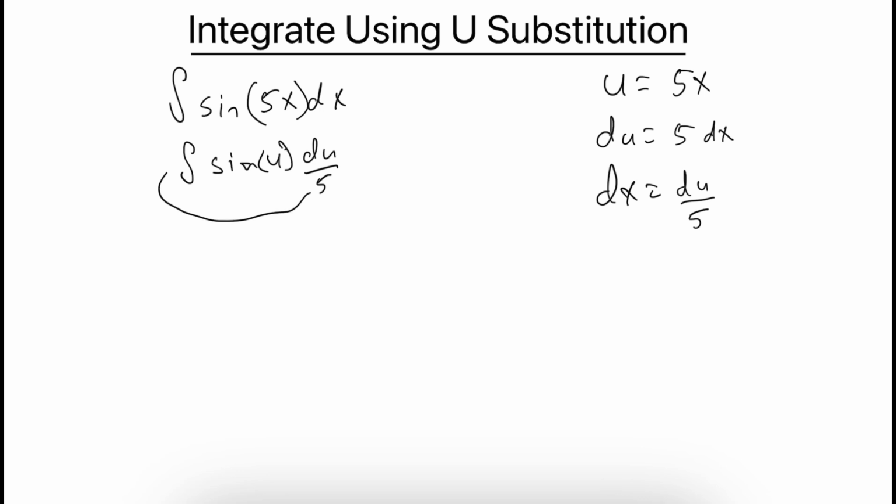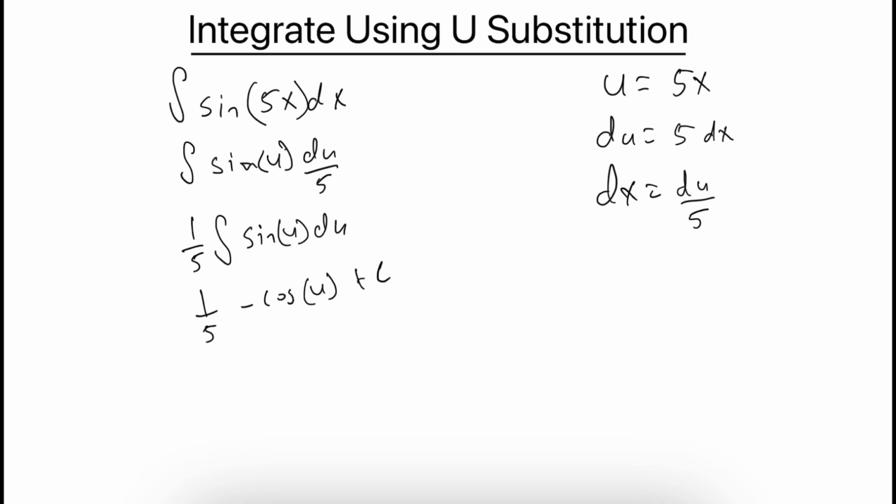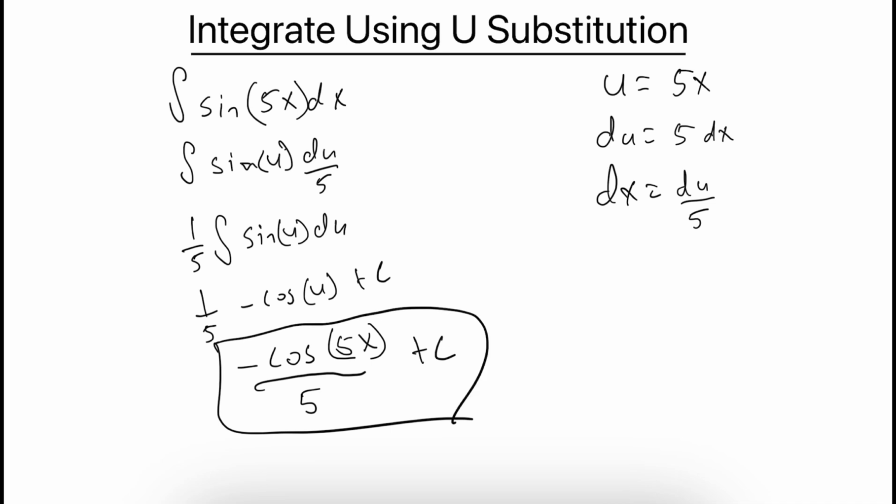So we're going to move our 1/5 out front. So 1 over 5 times the integral of sine u du. Now we'll integrate. So the antiderivative of sine is negative cosine. So we have 1 over 5 negative cosine u plus c. So one last step, we've got negative cosine 5x over 5 plus c. And there's our final answer.